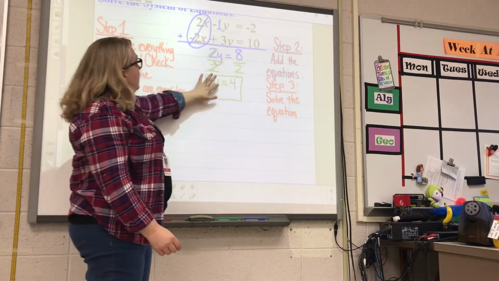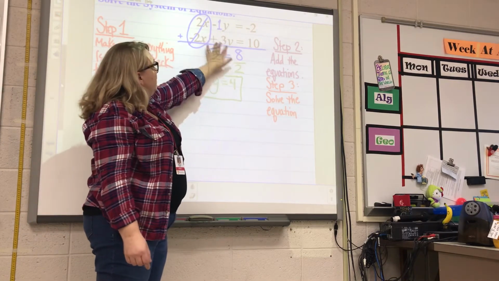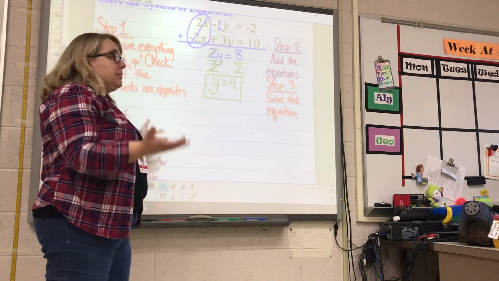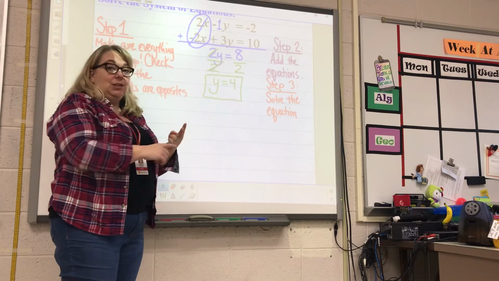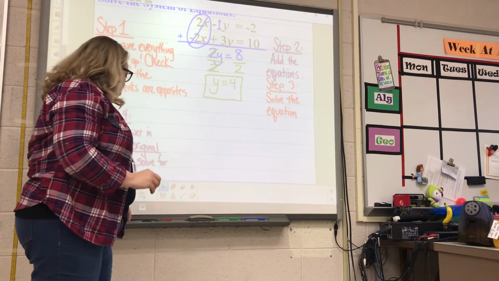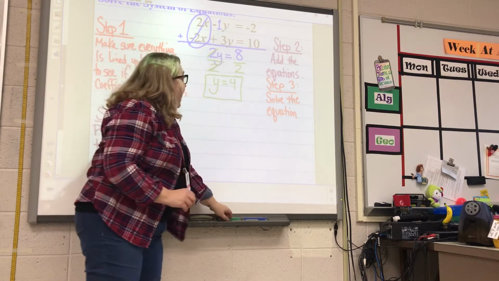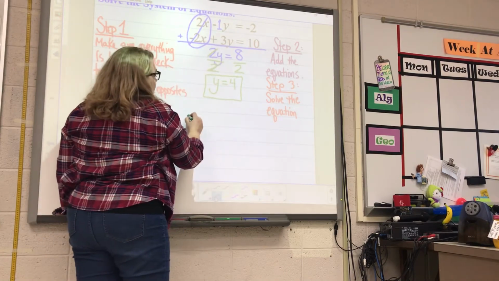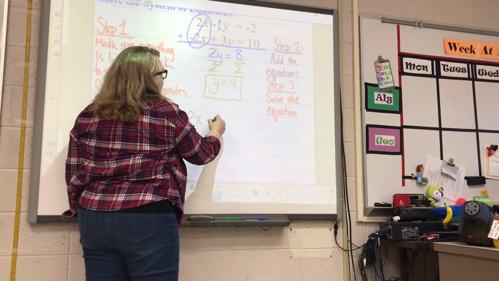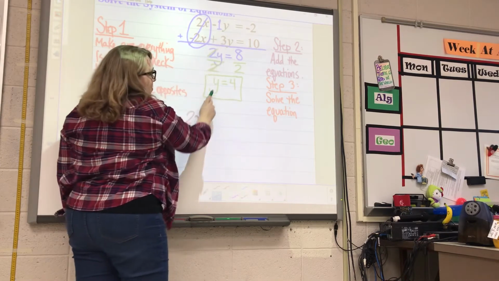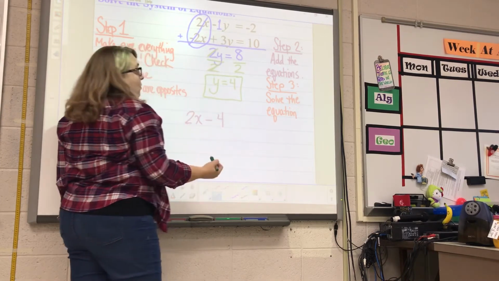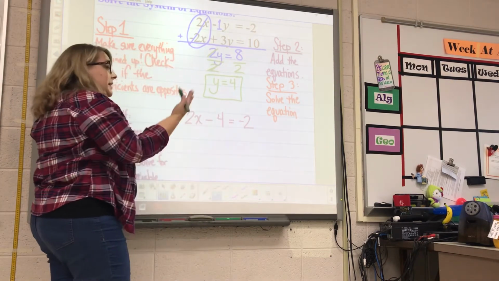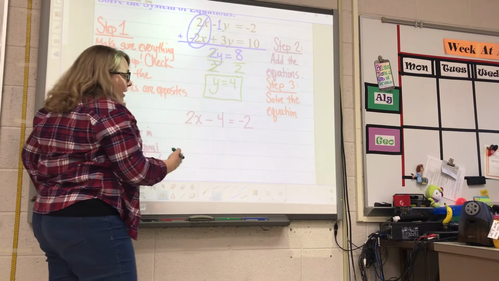So I can plug it into either this top equation or this bottom equation. Either way will get me the same answer because the solution to a system is the x and the y that make both equations true. So I am going to plug it into the top equation. So when I do that, I would have 2x minus, now instead of saying -y, I'm going to say -4 because I know y is 4, and that equals -2. And now I can solve this equation to figure out what x is.